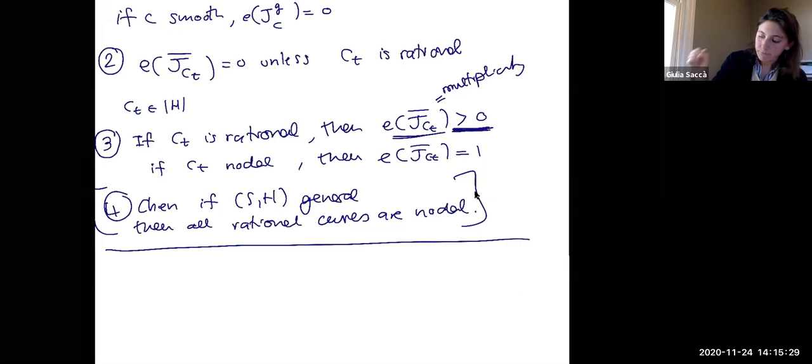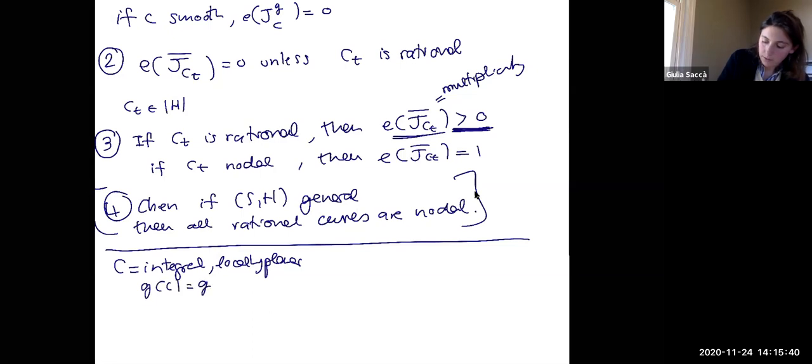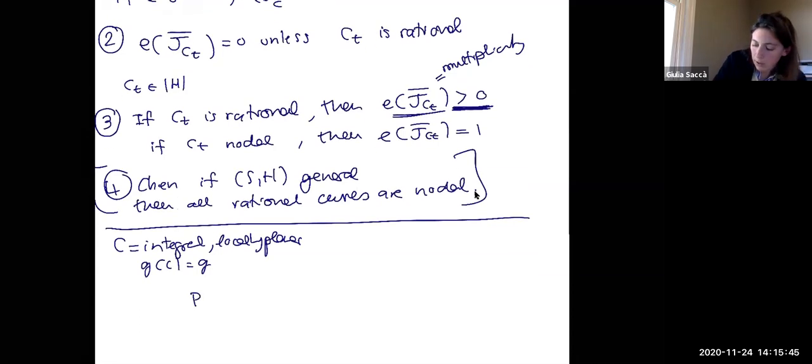Let me remind you that if C is integral, locally planar, and of arithmetic genus g, then, denoting by C tilde the normalization, I can pull back line bundles to the normalization. First of all, I can write Pic^0 as an extension: this map is surjective, and the kernel is an affine group.